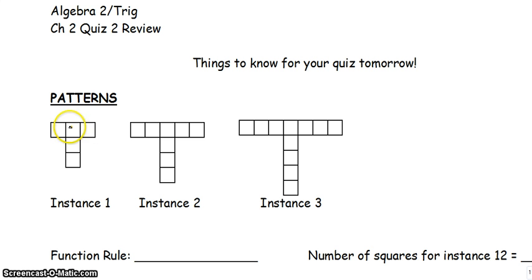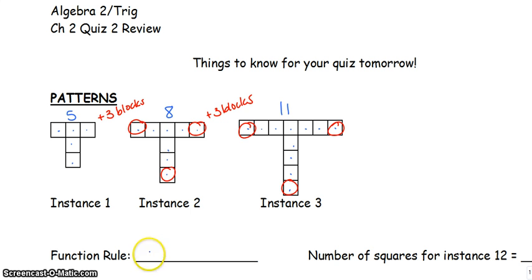First thing I want to do is count the blocks. 1, 2, 3, 4, 5. 1, 2, 3, 4, 5, 6, 7, 8. 1, 2, 3, 4, 5, 6, 7, 8, 9, 10, 11. So we go from 5 to 8, 8 to 11. So what we're doing is adding 3 blocks each time. And you can see that the blocks are added on the outside of the t.